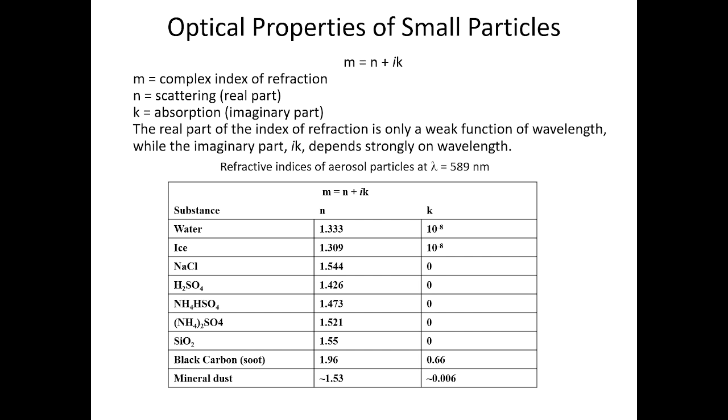So you can say some of the particles which are basically more scatterers are sodium chloride particles, which are of sea salt origin, or H2SO4 in the atmosphere, or the other sulfates in the atmosphere, then silica, so silicon oxide.